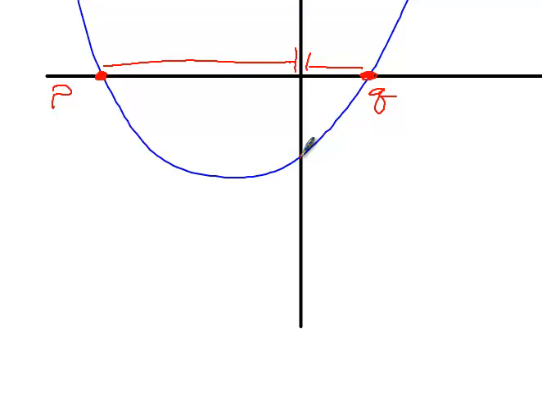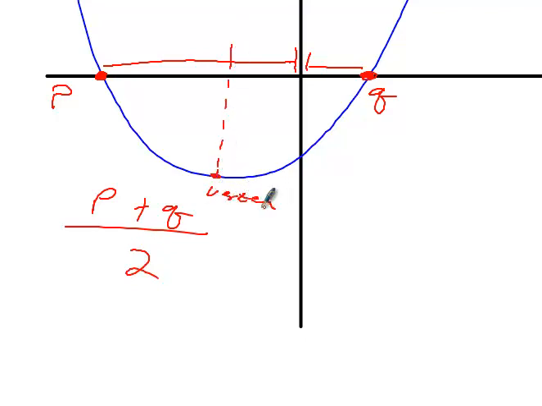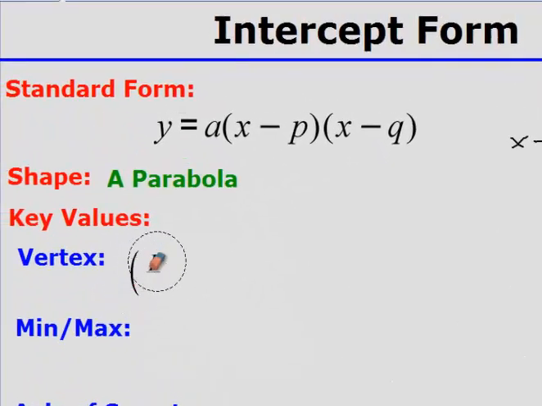All right, so we're going to take p plus q, which is the total distance, and then cut it in half to find the middle. For us, that middle point is going to be the vertex. So we're going to use the symmetry of the graph to find where our vertex is. If we come back over here, the x-coordinate of the vertex in intercept form is p plus q over 2.